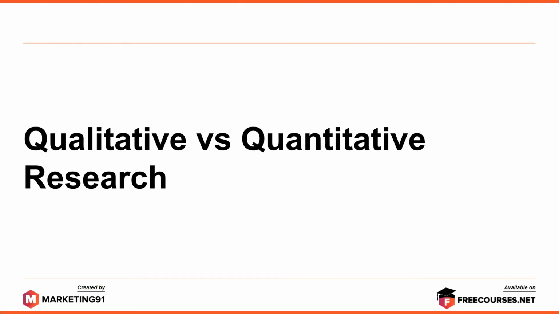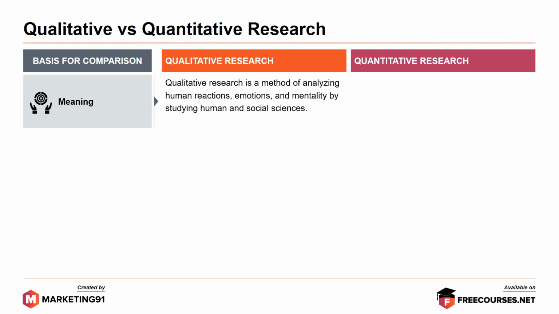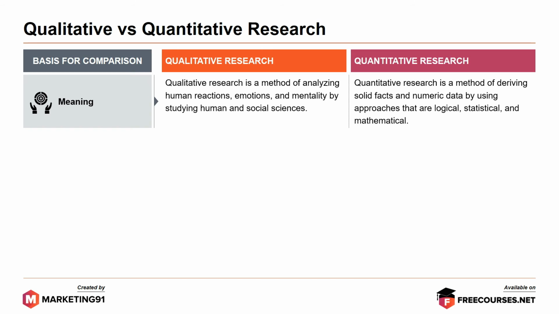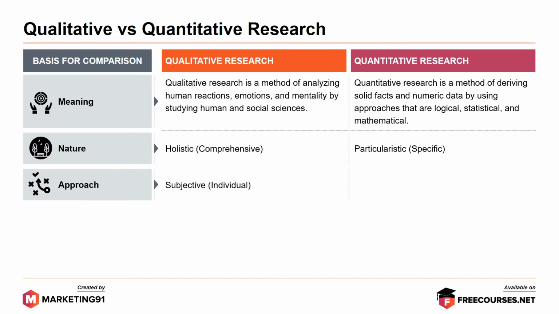Moving on to the differentiation between qualitative and quantitative research. Let's start with the meaning. Qualitative research is a method of analyzing human reactions, emotions, and mentality by studying human and social sciences. On the other hand, quantitative research is a method of deriving solid facts and numeric data by using approaches that are logical, statistical, and mathematical. Nature: qualitative is holistic, whereas quantitative is particularistic or specific. The approach is subjective as in individual based, on the other hand it is unbiased.